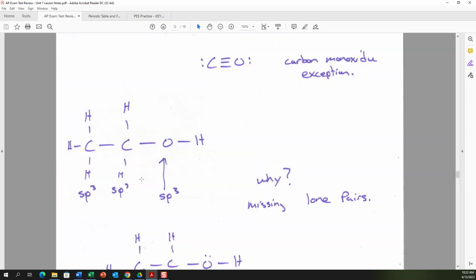Okay, what's the shape and hybridization around this carbon? 4 bonds, zero lone pairs, so sp3 hybridized, tetrahedral. But here's where we have to remember oxygen is one of our must-have eights.